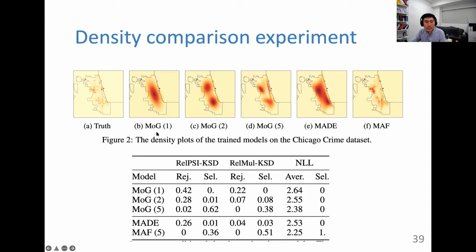From this, as you can see, MOZ, MOZ2, seem not to be good models, because they are rejected a lot. On the other hand, MOZ5 and MAF seem to fit, because they are not rejected that much. So we consider these good models. And this is the negative log likelihood averaged over 100 runs, and this is the number one model after the experiments.